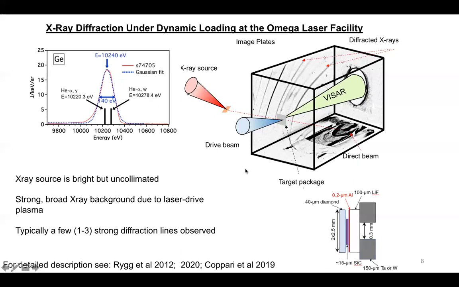There's also a pretty strong X-ray background, particularly at higher pressures, that arises due to the plasma that you generate during the laser drive. And as a result of that, typically you can observe a few strong diffraction lines, maybe 1 to 3, sometimes more. Depends on the pressure range and the particular characteristics of the material. So I want to make it clear that these are really challenging conditions, but we can actually do really quite well with these, as you will see.